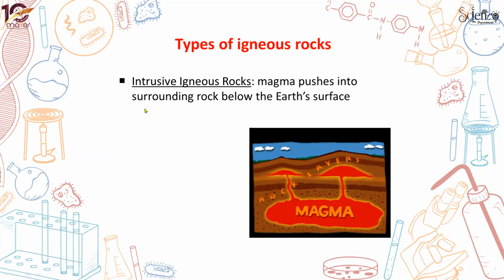The first type, which we call intrusive igneous rocks. Intrusive: it's within the layers of the earth, just below the surface, not exactly on the surface, okay? So in intrusive igneous rocks, the magma pushes into the surrounding rock, but below the earth's surface.